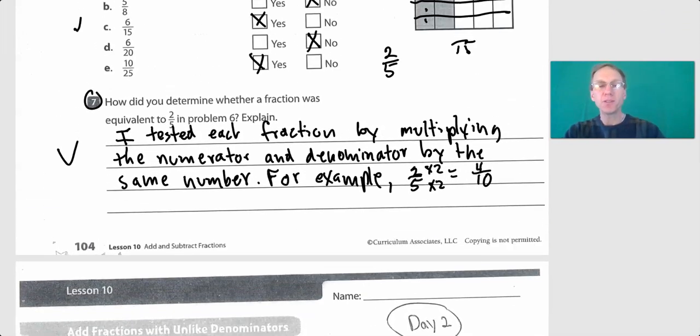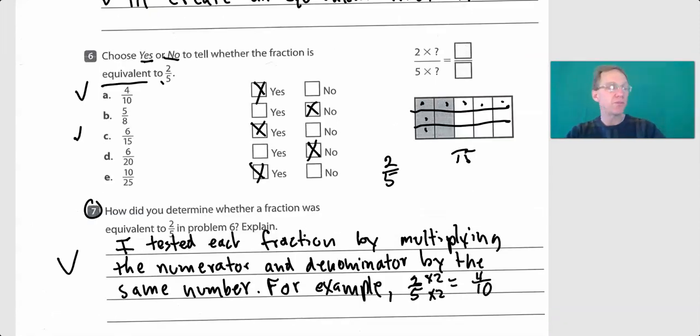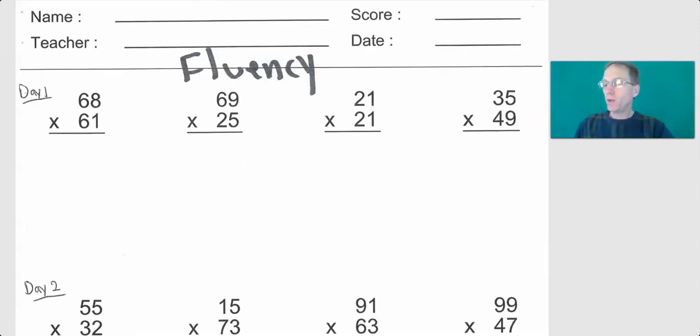All right. That brings us to day 2, so that is a wrap right there. So day 1, quick video. The only other thing you would have would be the Fluency page, and the Fluency is just, let me pause it again. Okay, and here is the Fluency page, and we can go through these, and you can check your work. And we're just going to use the standard algorithm at this point.